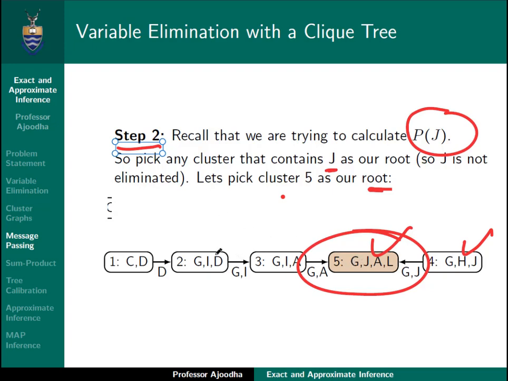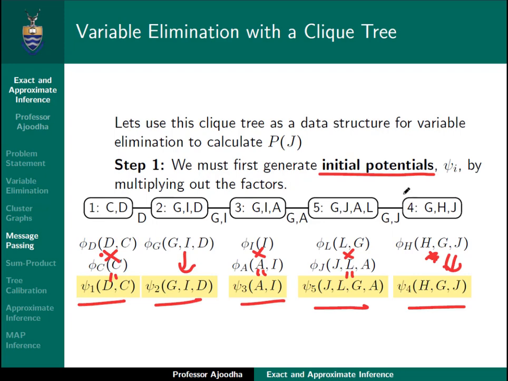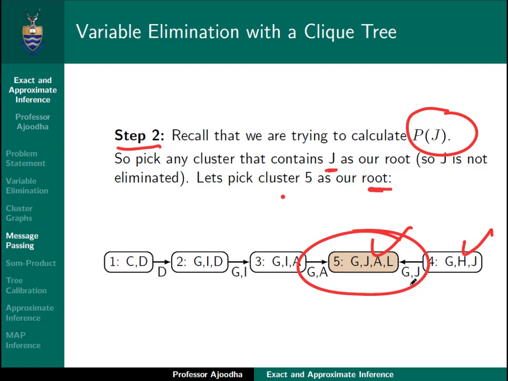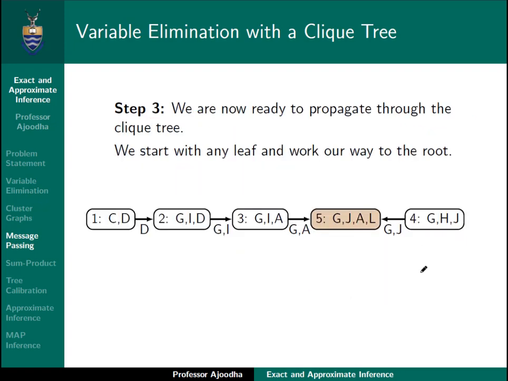So if 5 is our root, then now we can create directionality for our tree. There was no direction before, but now we can have directionality because everything needs to point to the root. So we've got an arrow going this way, this way, this way, and this way. Everyone points to the root.